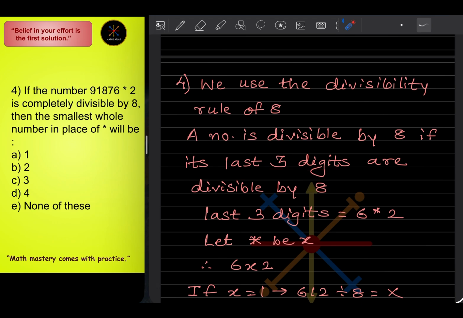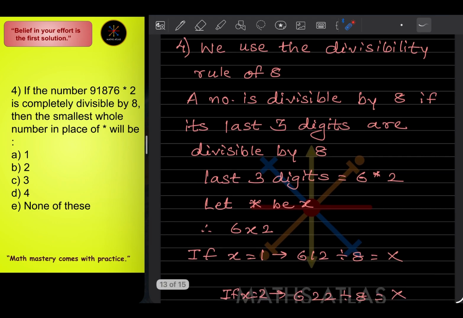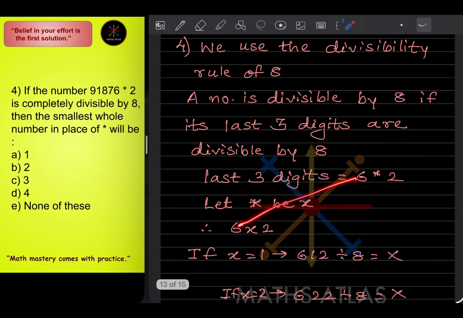So which are the last 3 digits? You can see here 6, and this is the missing one, and then 2. So now we can consider this as x. Let this missing number be x. So what will that be? 6, then in place of this we are going to put x, and then 2.